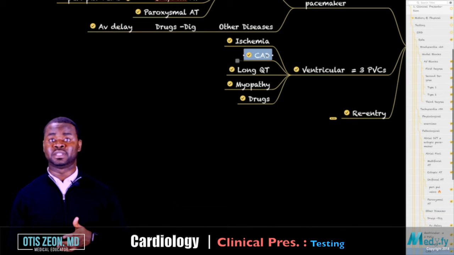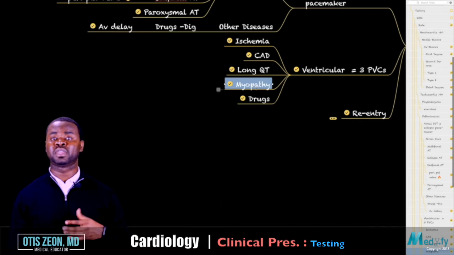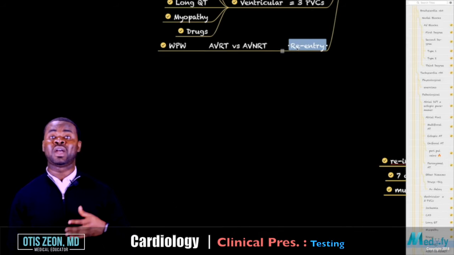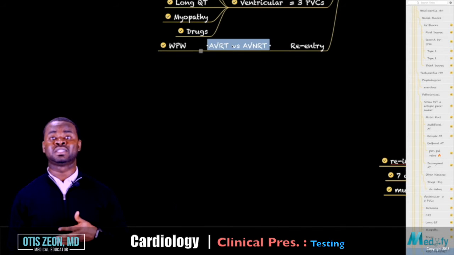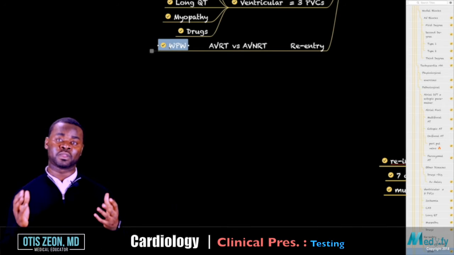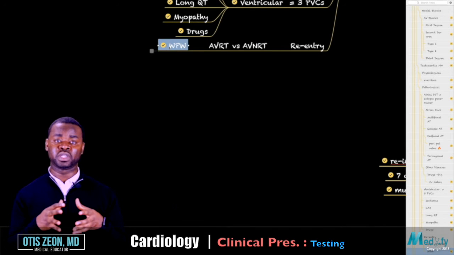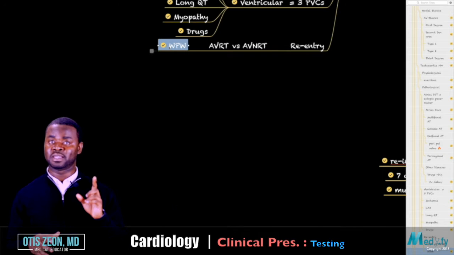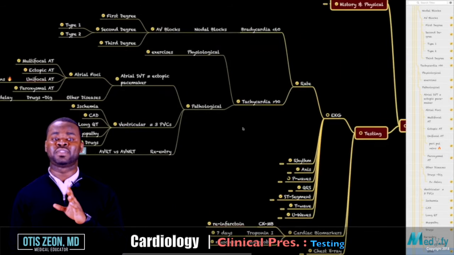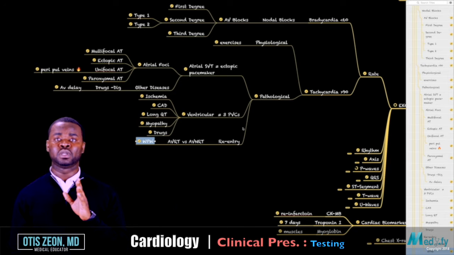Ischemia, coronary artery disease, prolonged QT syndrome, myopathy, and drugs are things that may affect the ventricle and cause ventricular type tachycardia. Then you have re-entry circuits, which has to do with the AVRT and the AVNRT. This has to do with the Wolff-Parkinson-White syndrome and a whole bunch of other things that may not be specifically high yield here. Wolff-Parkinson-White syndrome is high yield. Again, what am I saying here? I'm saying that you have things that may lead to increasing the heart rate more than 90 beats per minute.